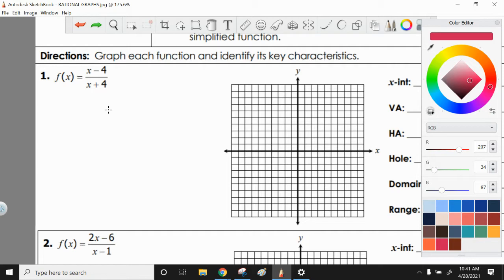Can we perhaps factor the top or factor the bottom? Could we cross out the top and the bottom? Is there anything we can do with this function? No, there's nothing we can do, okay?